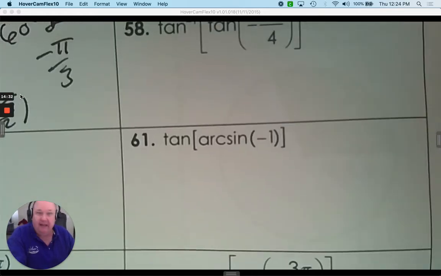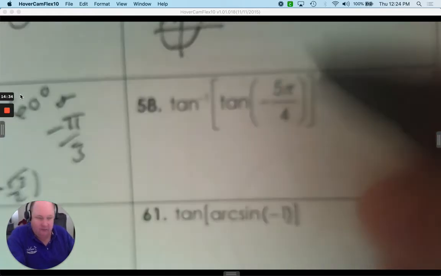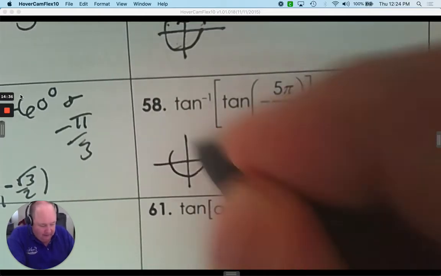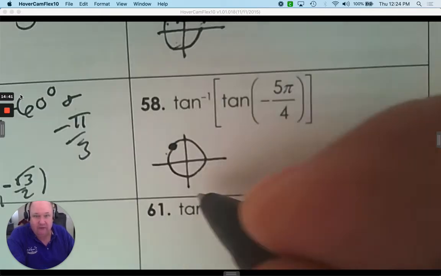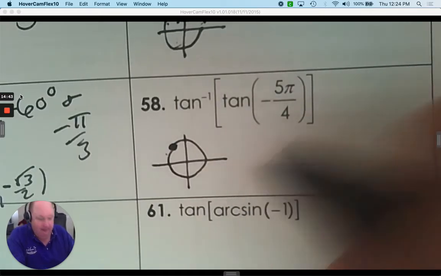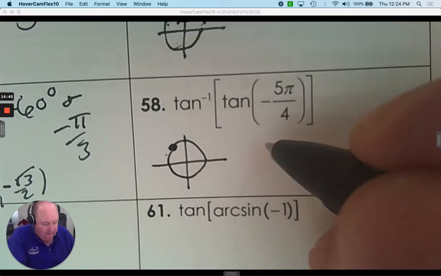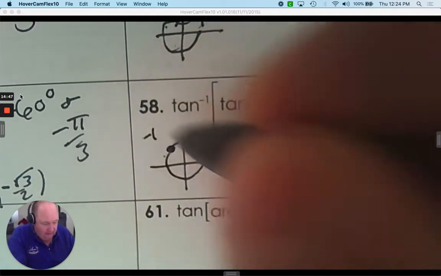For number 58, they do undo each other, but this is in the wrong quadrant. So negative 5 pi over 4 is right here if I go clockwise in quadrant number 2. I need to know that the value there is negative 1.